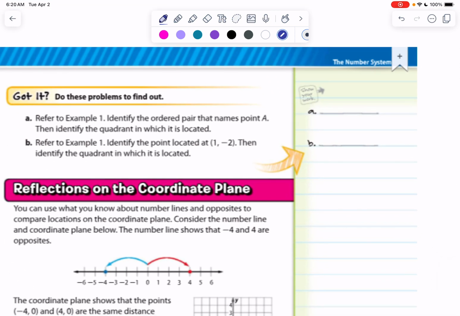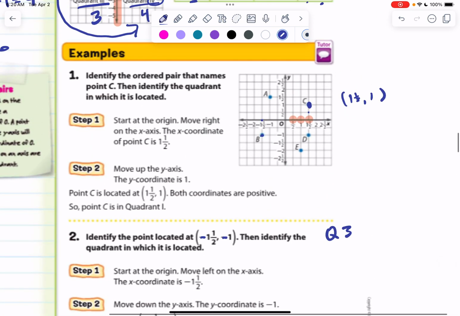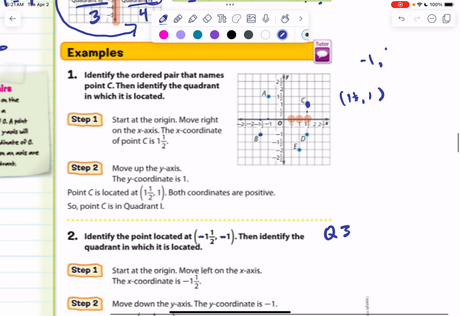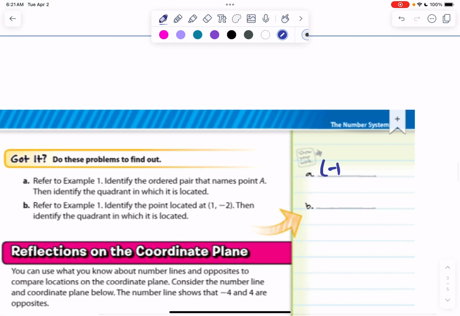It says, refer to example 1, identify the ordered pair that names point A. Then identify the quadrant in which it's located. So point A, that would be -1. And then we go up, what is that? 1.5. So -1, comma, 1.5. Quadrant 2.